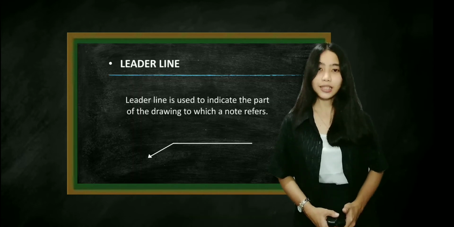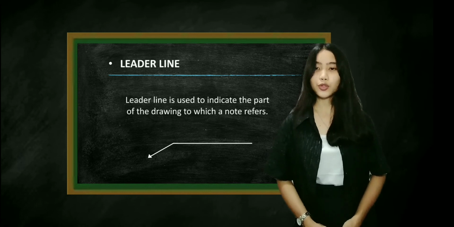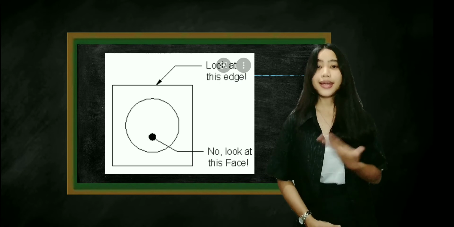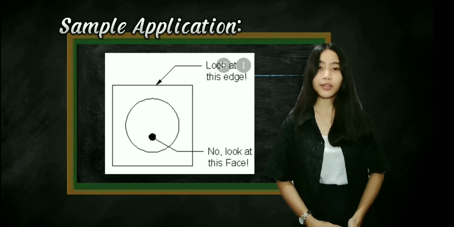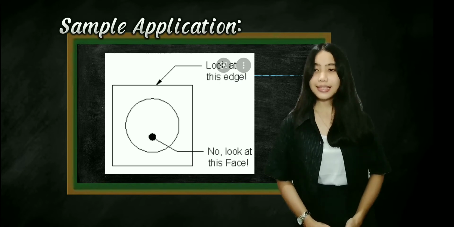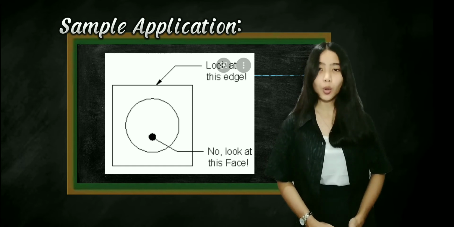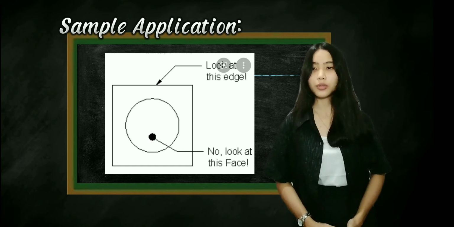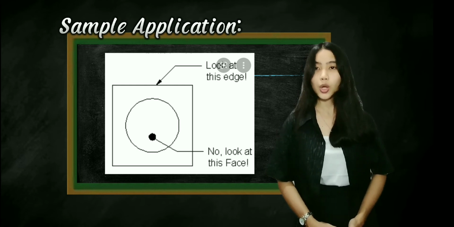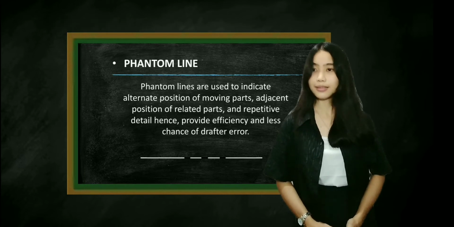Number 9, leader line. Leader line is used to indicate the part of the drawing to which a note refers. Here is a sample application of leader line. It has a medium line with arrowhead that touches the object lines to show notes of special information about a feature while the dot rests on the surface.